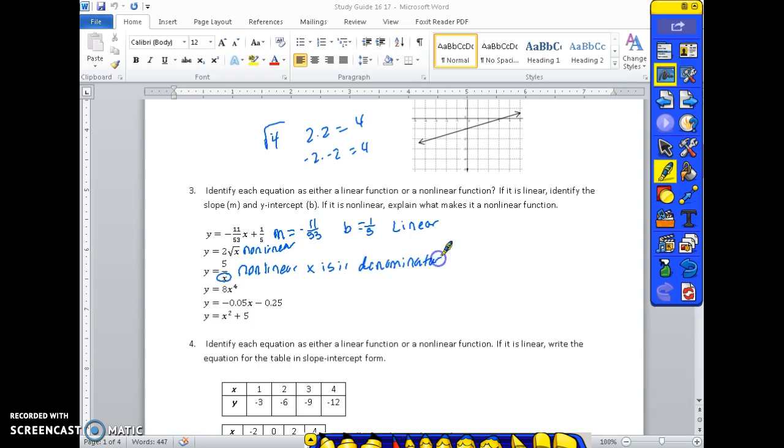The next one, it also has an exponent, so that's nonlinear because of the exponent for x. This one has no exponent, so it is linear. My slope is negative 5/100. My y-intercept is negative 25/100. The last one is nonlinear because of the exponent.